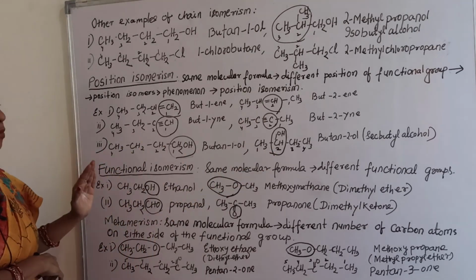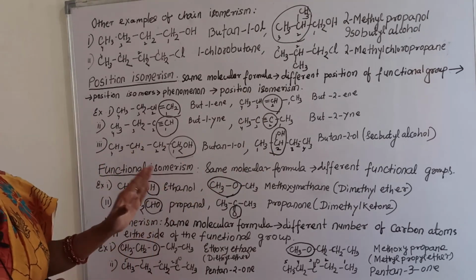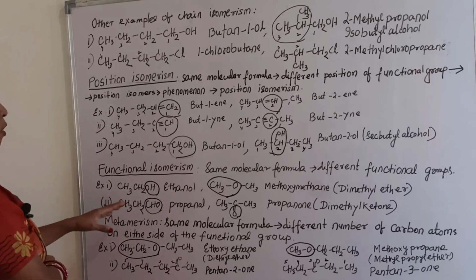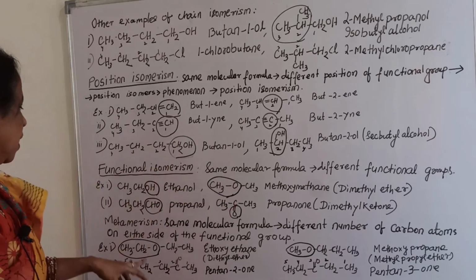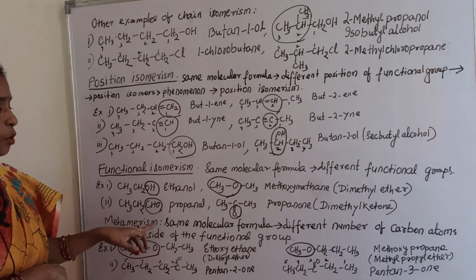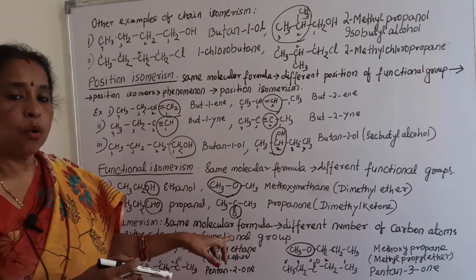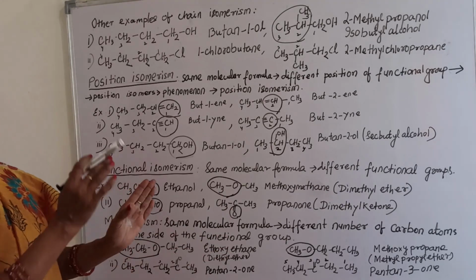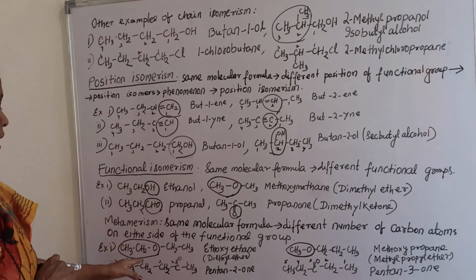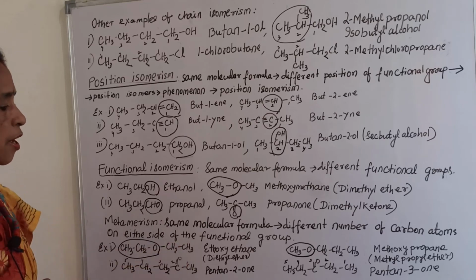Then functional isomerism: same molecular formula but different functional groups should be present. Now you see here the alcohol group OH, and here the ether group O, and here the aldehyde group CHO, and here the CO keto group. Metamerism: only the number of carbon atoms on either side should be different. These are the examples of metamers.